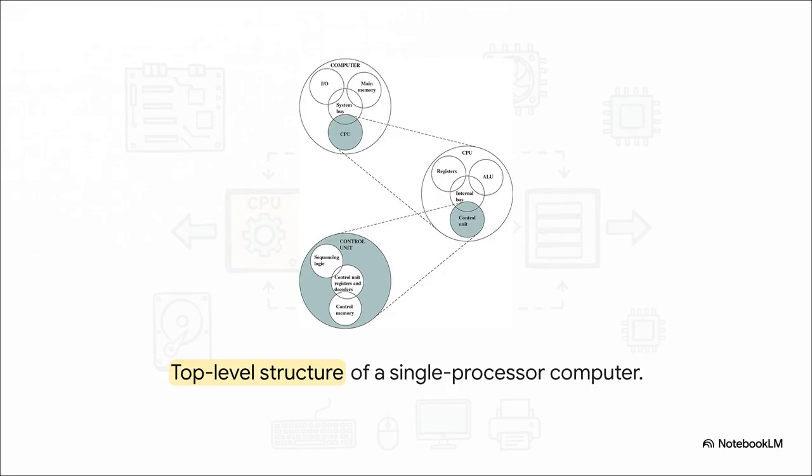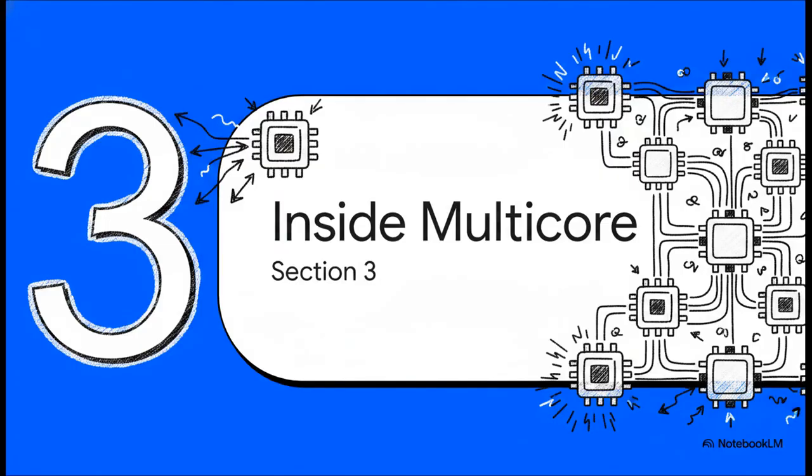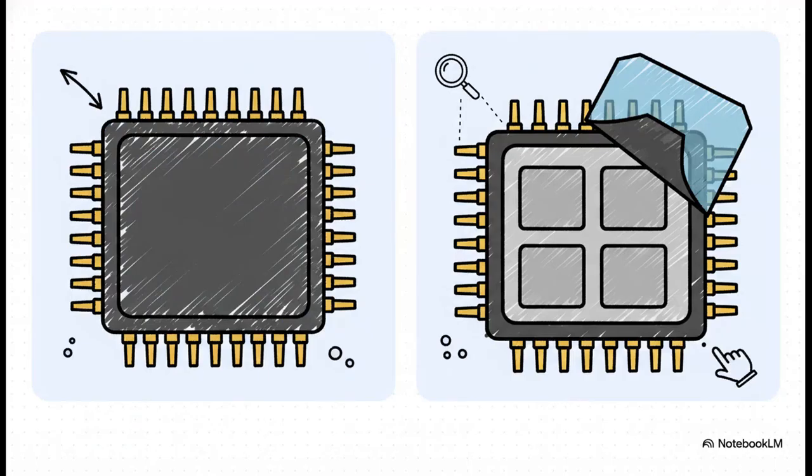If you zoom into the CPU itself, you'll see it actually has its own internal structure, an arithmetic and logic unit for the heavy lifting processing, internal registers for tiny amounts of immediate rapid-fire storage, and a control unit to manage the whole flow. All right, time to zoom in further. Section 3, inside multi-core computers. We've just seen the traditional single processor view. Let's step it up to the next level and see how this builds into the modern multi-core reality.